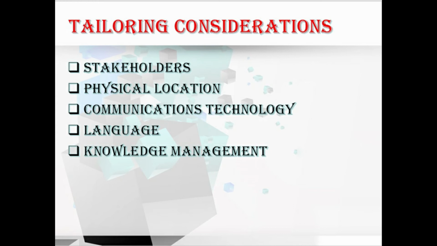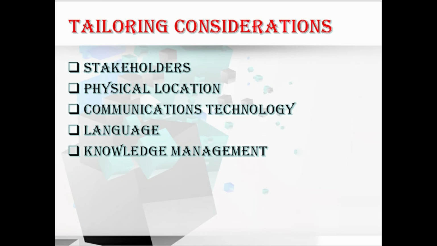The second is the physical location. Here we need to consider what is the physical location of the team members. Is the team co-located or is the team in the same geographical area? And also, is the team distributed across multiple time zones? This all needs to be considered here. Coming to the third one, communication technology. Here we need to consider what technology is available to develop, record, transmit, retrieve, track and store the communication artifacts.